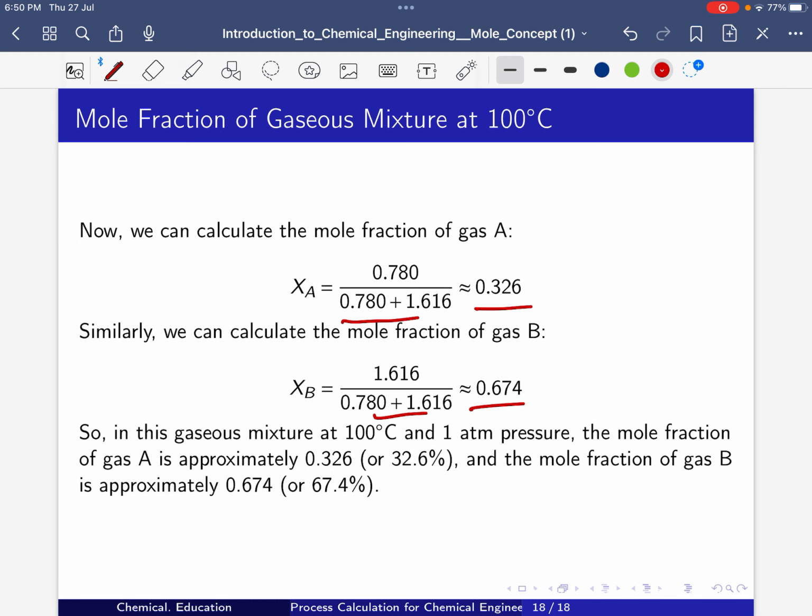From that we can say that in the gaseous mixture at 100 degrees centigrade and 1 atm pressure, the mole fraction of gas A is approximately 0.326, meaning 32.6%, and the mole fraction of gas B is approximately 0.674, meaning 67.4%.